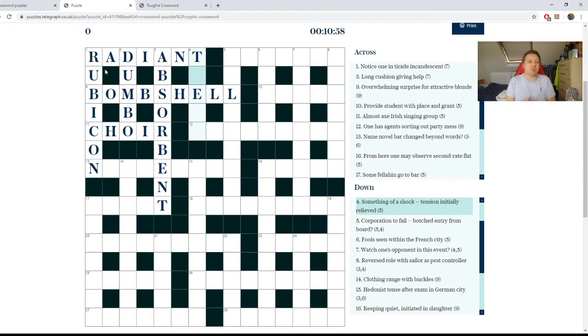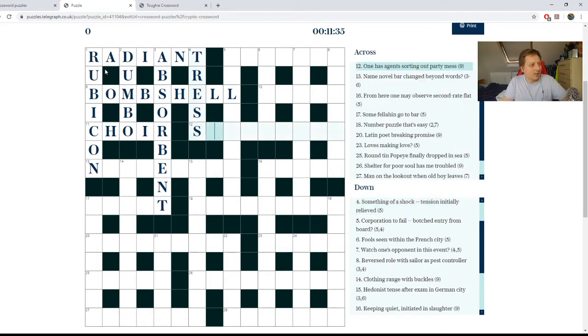Tension. I'm just going to explain this now because I really hope this is right, because it is very clever. Catnip says it is tress. Yes, it's stress without the S, because something of a shock of hair is a tress of hair. Shock is also stress, and if you take the first letter off, it's tress. I've not explained that well. Something of a shock is tress, tension is stress, and you take the first letter off.